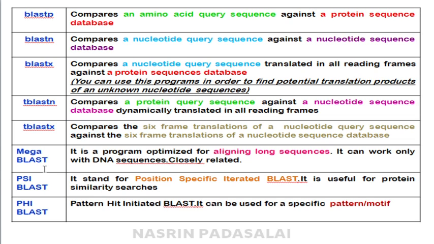And there are three other important BLAST programs. First is MEGABLAST, a program optimized for analyzing longer sequences. If the sequence length is very long, then you can use MEGABLAST. At the same time, you can use it only for DNA sequences, not for other than mRNA sequences. And MEGABLAST can be used if the sequences are closely related. Next is PSI-BLAST. PSI means position specific iterated BLAST, and this program is generally used for protein similarity searches. Next is PHI-BLAST. PHI means pattern hit initiated BLAST. This program is generally used if you want to find any pattern or motif in your protein.